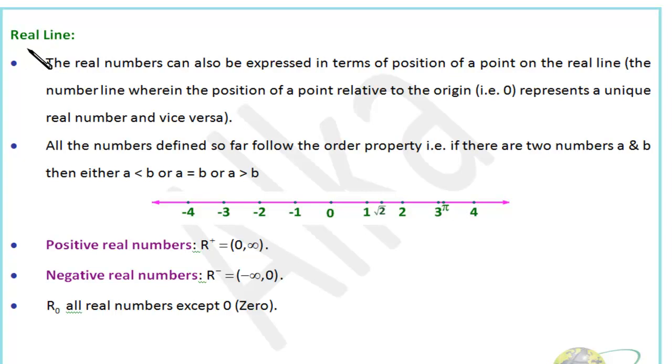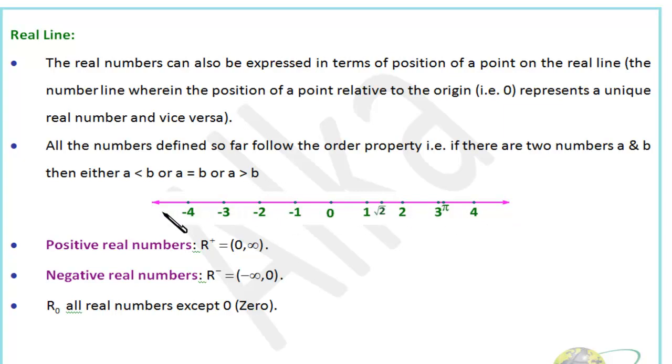Now friends, we have discussed all the types of numbers. Now let's see what a real line is. The real numbers can also be expressed in terms of the position of a point on the real line. The number line wherein the position of a point relative to the origin represents a unique number and vice versa. All the numbers defined so far follow the order property. That means if there are two numbers A and B, then either A is less than B, or A equals B, or A is greater than B, right?